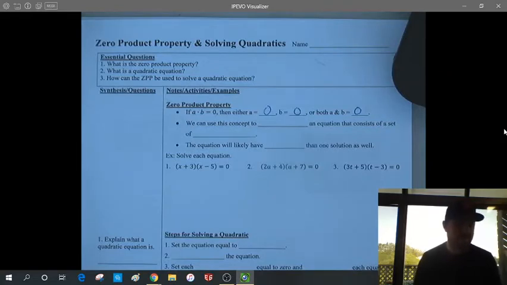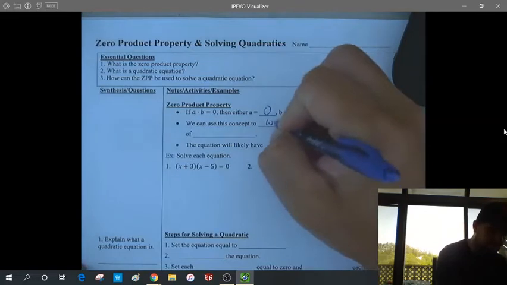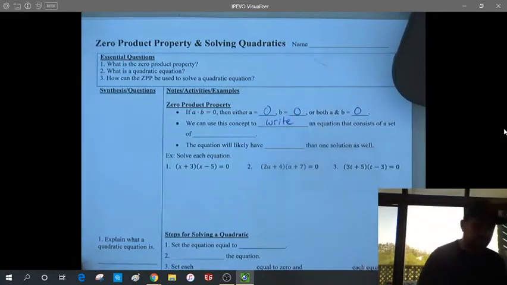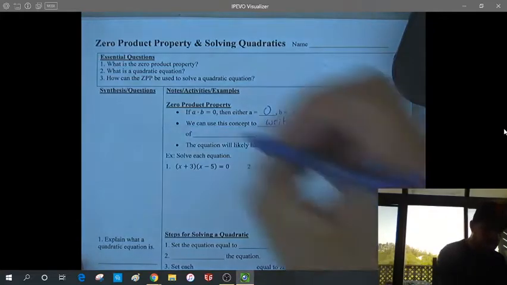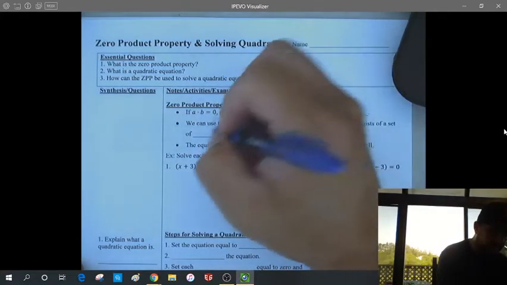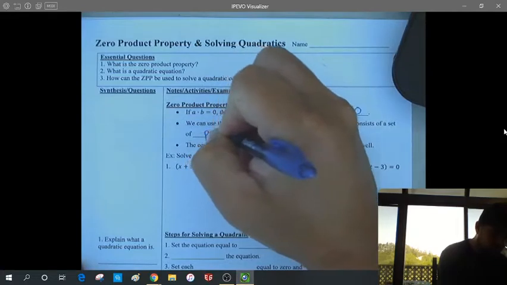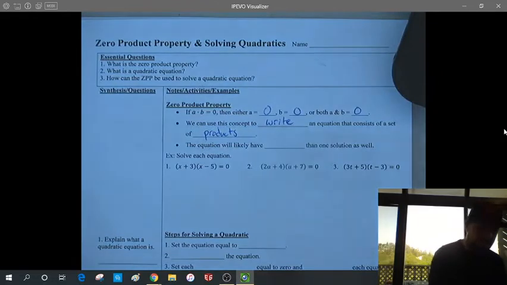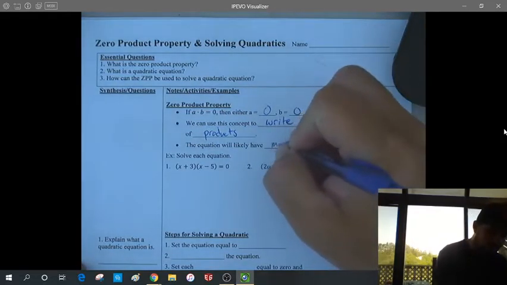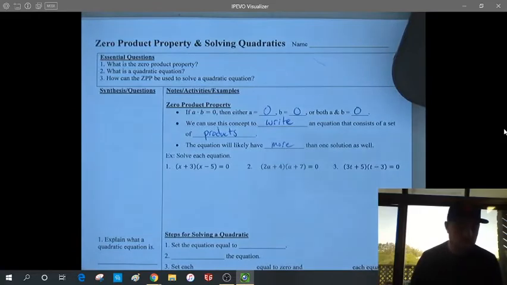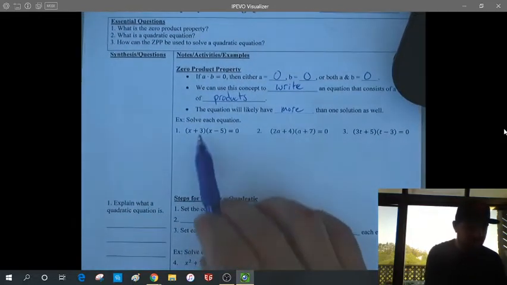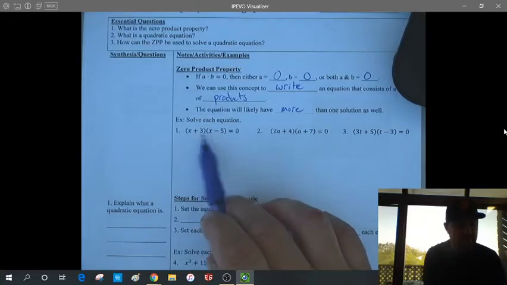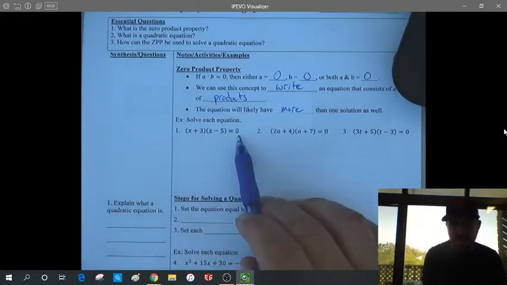So we can use this concept to then write an equation that consists of a set of products. The equation will likely have more than one solution as well. So here we have our binomials being multiplied together, but this time, instead of just having the binomials multiplied together, we know that it has to equal 0.